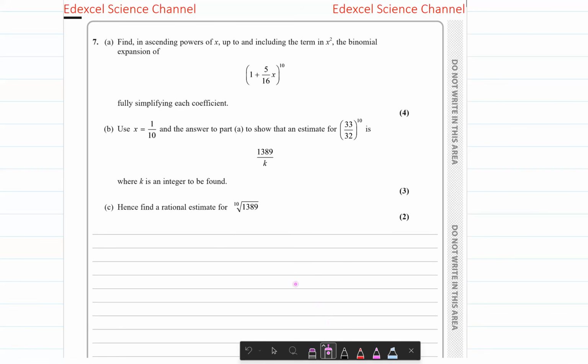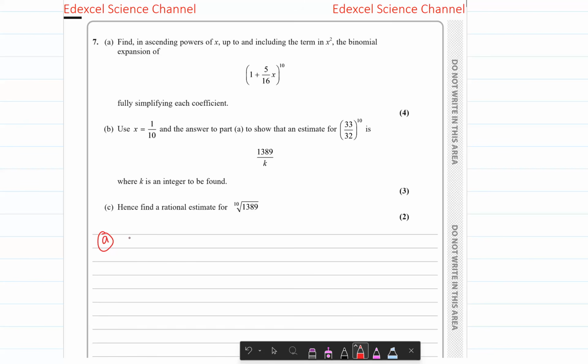Okay, so for question A, this is my expression and I have to expand it. Find in ascending powers of x up to and including the term x squared. So I have to find three terms basically. The binomial expansion of this, fully simplifying each coefficient.